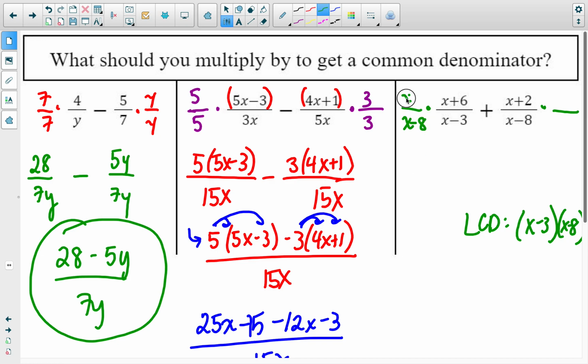X minus 8. Okay, so our version of 1 here is x minus 8. And then here, it's x plus 3. Okay, I'm not going to work this one out any further because I recognize you don't have enough space, and we will get enough practice in our upcoming examples.